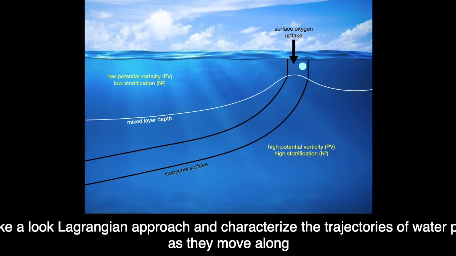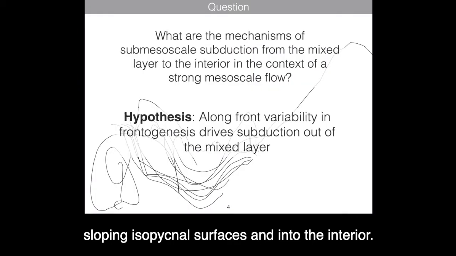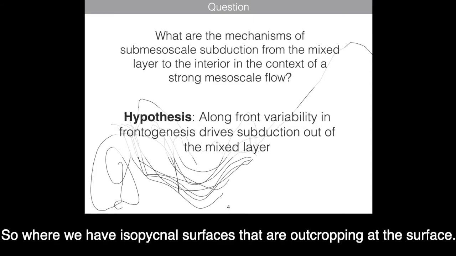We take a Lagrangian approach and characterize the trajectories of water parcels as they move along sloping isopycnal surfaces and into the interior. We ask, what are the mechanisms of submesoscale subduction from the mixed layer in the context of a strong mesoscale front? So where we have isopycnal surfaces that are outcropping at the surface.